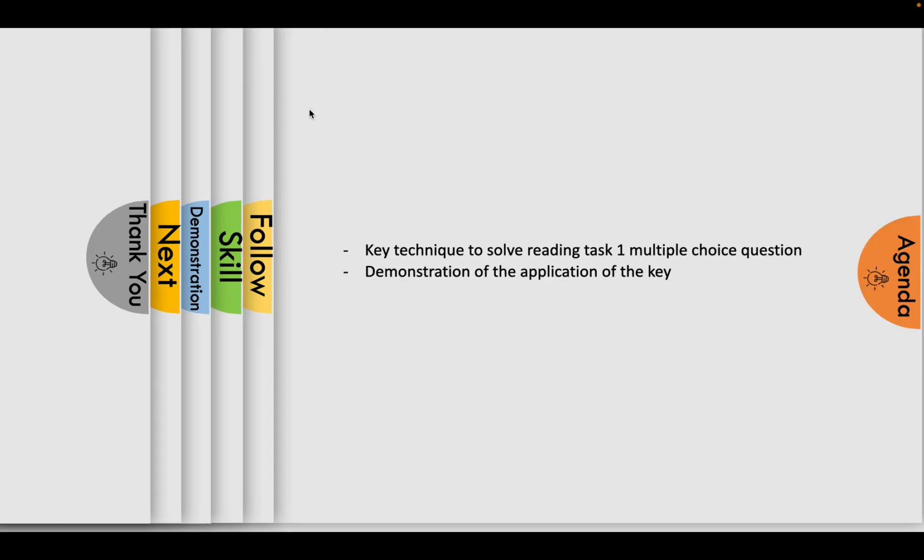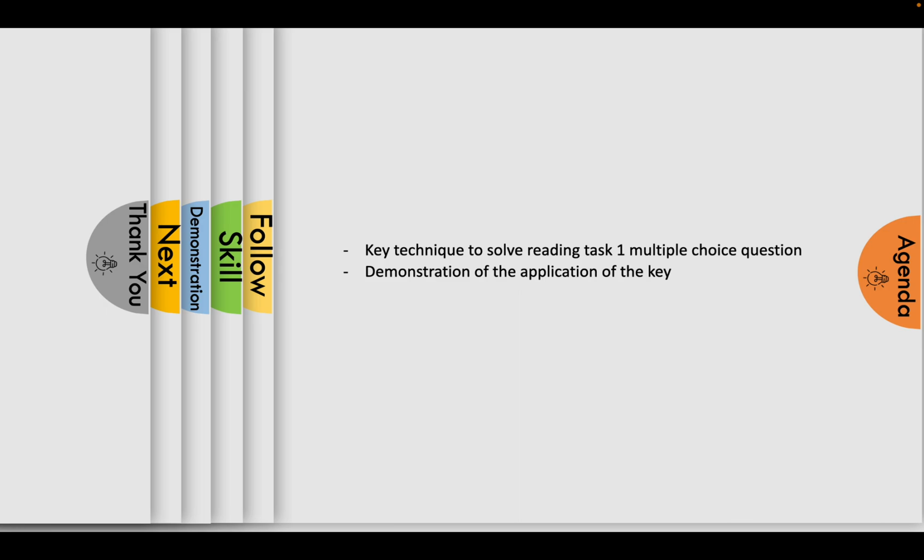So, what are we expecting today in this IELTS session? Today we are going to learn how to solve the IELTS reading task. First, we will focus on the frequently asked question in IELTS reading, that is multiple choice questions. Not only will we learn the techniques to solve multiple choice IELTS reading questions, but also we will see an example for the same.